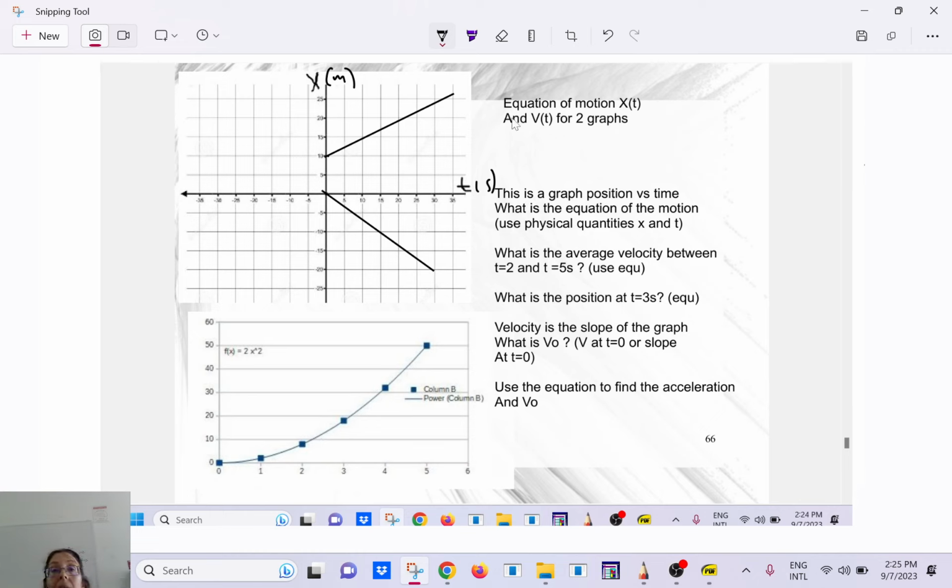Here it says it's the equation, it's given y equals 2x squared, but x is the time, and on the y-axis you have the position. Okay, it's position versus time. Yes? So we did some of the problem here. We did that here.